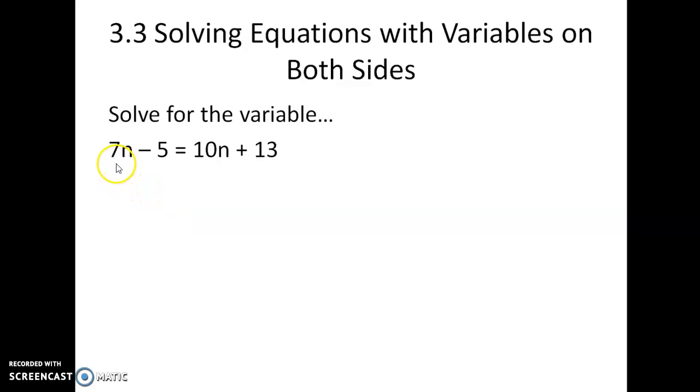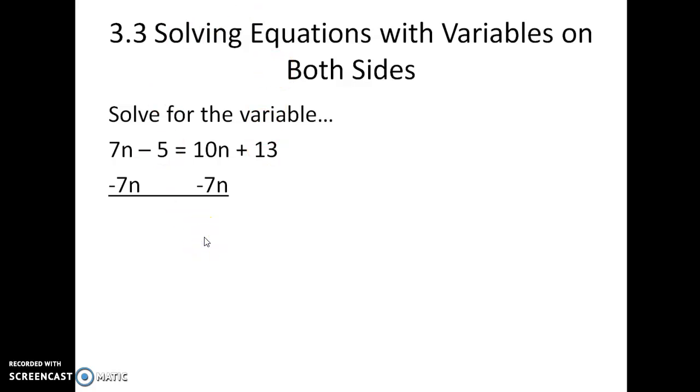Anyhow, our first example is 7n minus 5 equals 10n plus 13. If you notice the difference here, on the left side of the equation we have a variable and an integer, and on the right side we also have a variable and an integer. There's nothing to distribute and nothing to combine, but we have variables on both sides and constants on both sides. So we have to bring all our variables to one side and all our constants to the other.